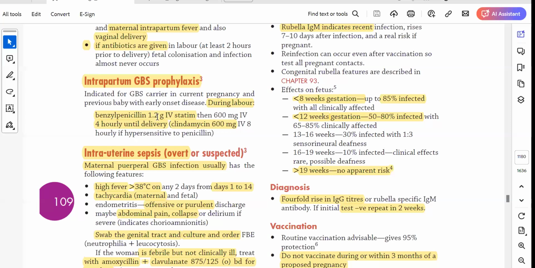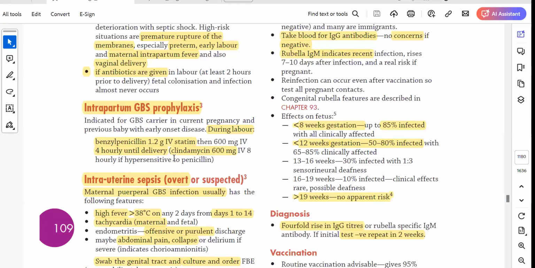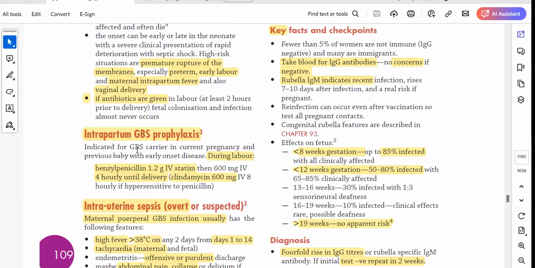You don't need to know the dose. Just remember IV benzyl penicillin has to be given every 4 hourly until delivery in a GBS carrier pregnant patient. If patient is allergic to penicillin, then treatment of choice is clindamycin. So that's how we manage the intrapartum GBS prophylaxis, or that's how we manage the GBS during pregnancy.